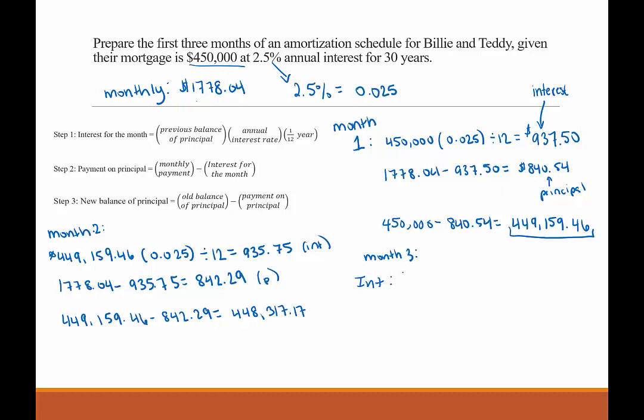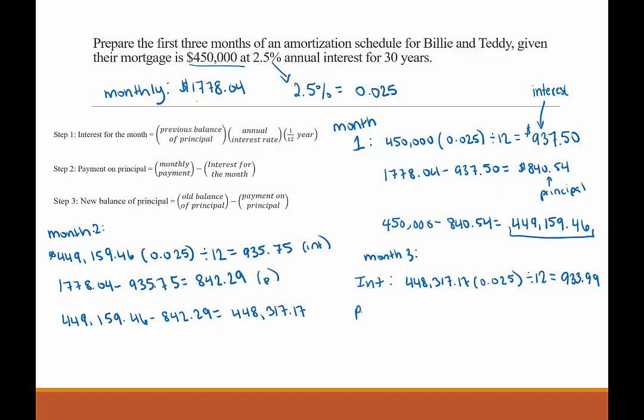And the interest, we're going to use $448,317.17. We're going to multiply it by the interest rate, 0.025, and then divide by 12. This month, the interest that we're paying is $933.99. So again, we see it going down. Every month, that interest is going to get lower and lower.